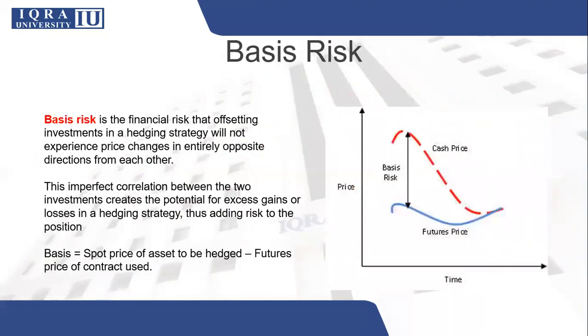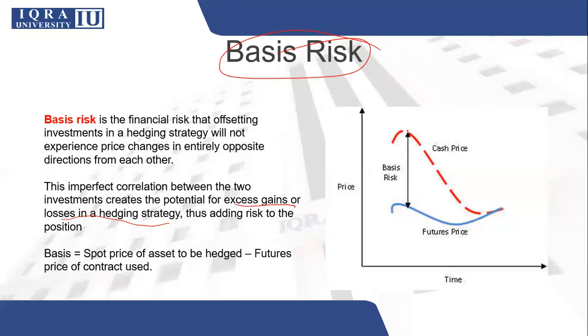Now in hedging, or whenever you're using any derivative instruments, the biggest risk that is present is called basis risk. Basis risk is a financial risk that the offsetting investments in a hedging strategy will not experience price changes in entirely opposite directions from each other. This imperfect correlation between the two investments creates a potential for excess gains or losses in a hedging strategy, thus adding risk to the position. And you can calculate it by the spot price of the asset to be hedged minus the futures price of the contract used.